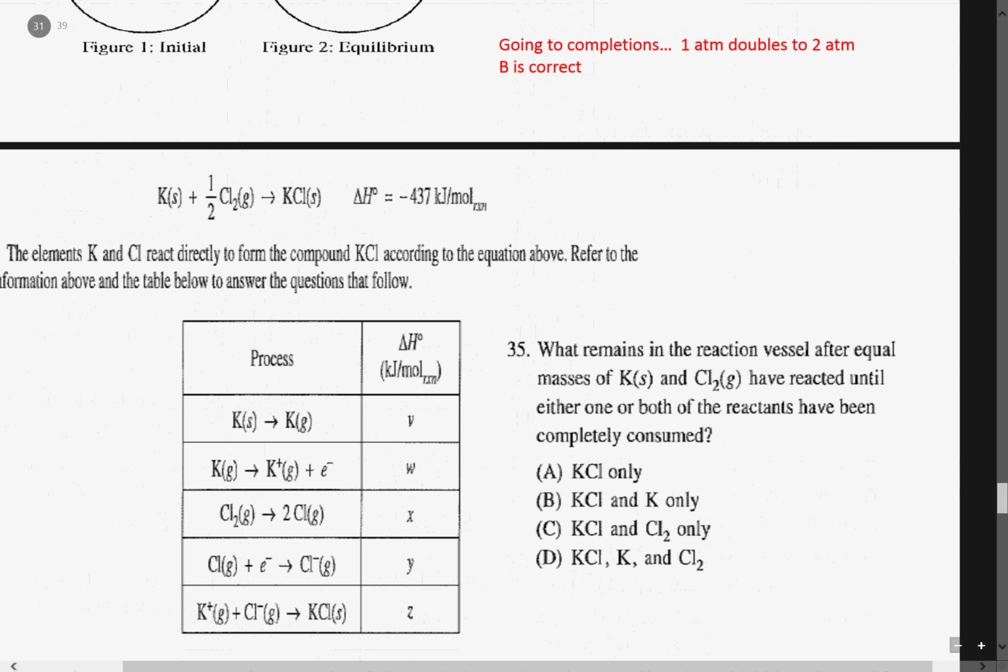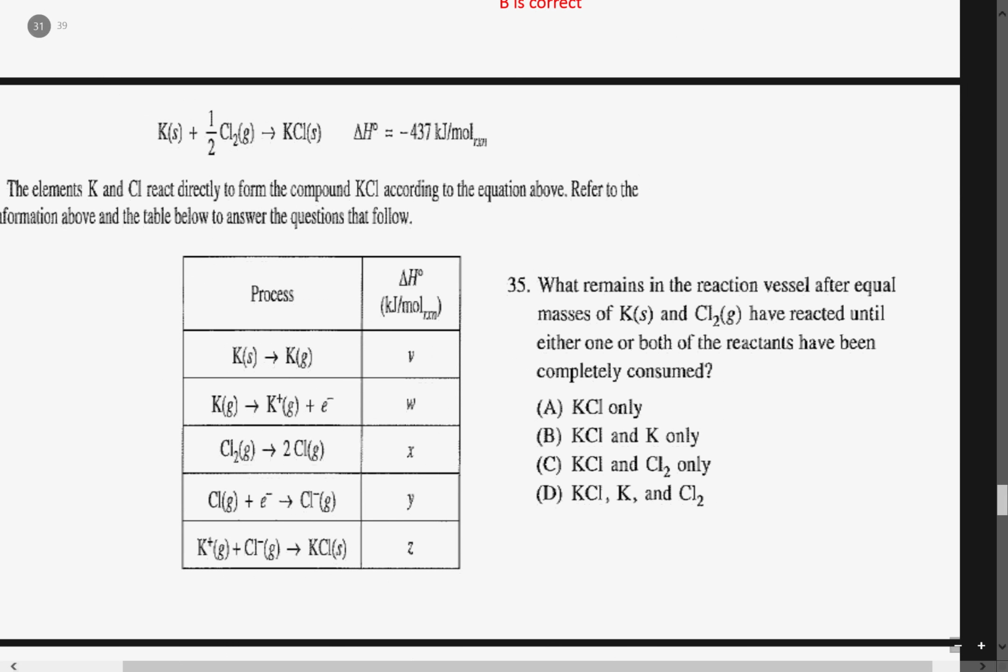Alright. Next one here. It says, okay, elements potassium and chlorine are directed into a compound of potassium chloride according to the equation above. Refer to the information above the table to answer the question. Okay, so in this sense, we have what remains in the reaction vessel after equal masses of potassium and chlorine have reacted until either one or both of the reactants has been completely consumed. So we know we're going to get KCl in this reaction. Every single one of them has KCl in it.